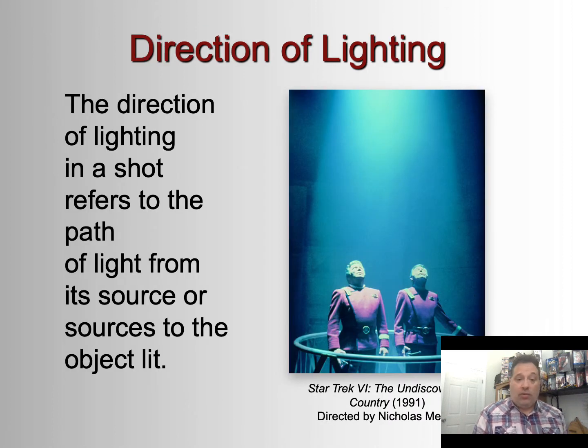Direction of lighting is important, right? And that just refers to the path of light from its source or sources to the object lit. So where's the light coming from in the scene, and how is that important? In this shot from Star Trek VI, the light is coming from above them, right? And it indicates some kind of malevolent presence that's threatening them.